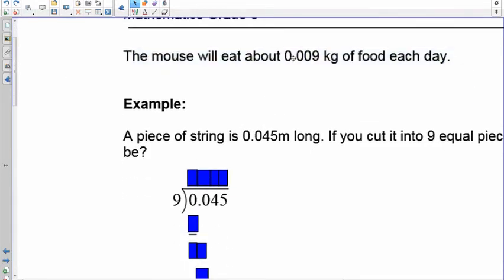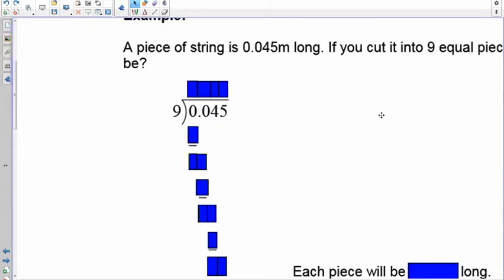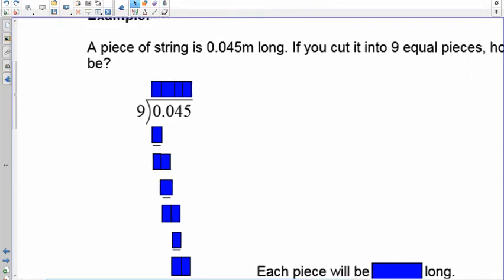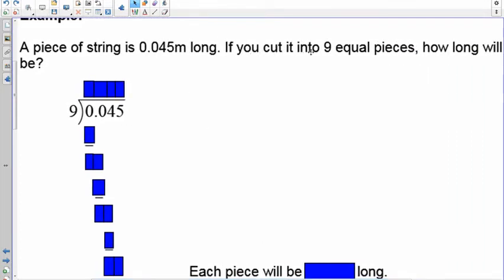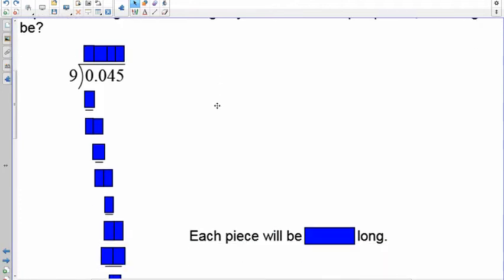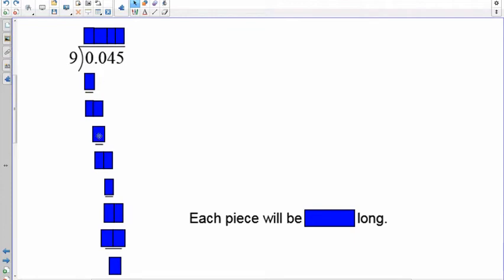I suppose it was word problems. I should have this in there, sentences. All right. I want you to take this one and try it. A string is 0.045 meters long. If you cut it into 9 equal pieces, how long will each piece be? So what I'd like you to do is to pause the recording and divide this out.